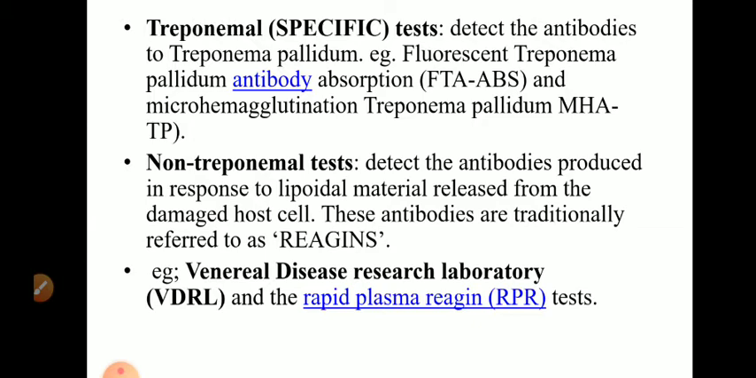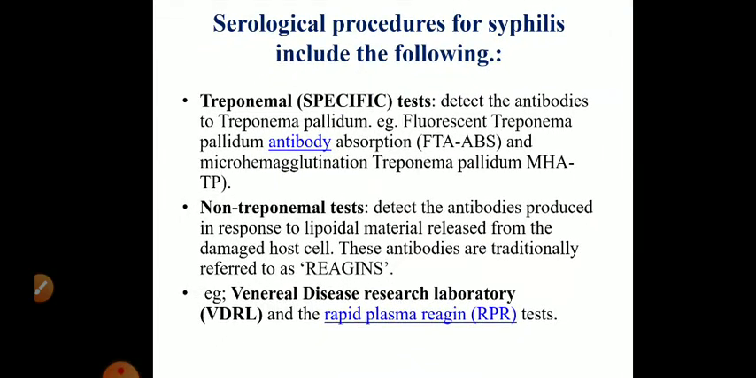So non-treponemal non-specific tests detect the antibodies produced in response to the lipoidal material. That means they are anti-lipoidal antibodies released against lipoidal material released from the damaged host cells. These antibodies are traditionally called reagent antibodies. So the VDRL test is a non-treponemal, non-specific test. RPR, rapid plasma reagin test, and the TRUST antigen test are all non-treponemal, non-specific tests.